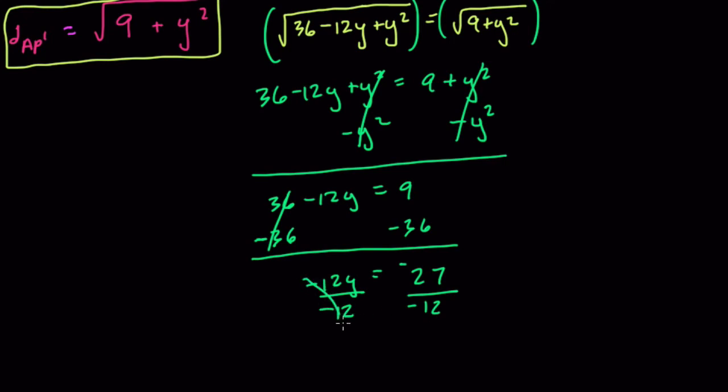Okay, divide both sides by negative 12. And what's going to happen? Well, these cancel out. A negative divided by a negative is what? Well, it's a positive. And 12 goes into 27 twice, with 3 out of 12 remaining, which is 1/4. So it's 2.25. What did we just do? Well, we found the y value of P. And now we're basically done with the problem.